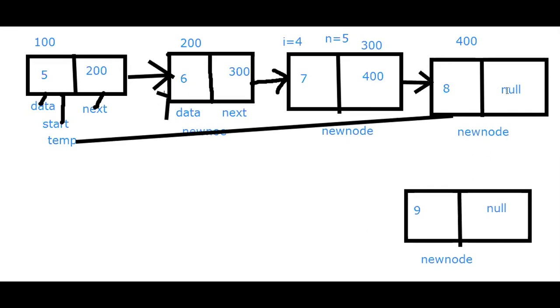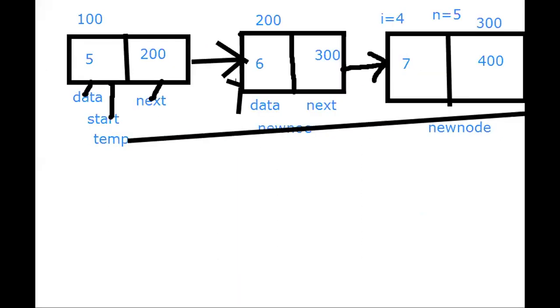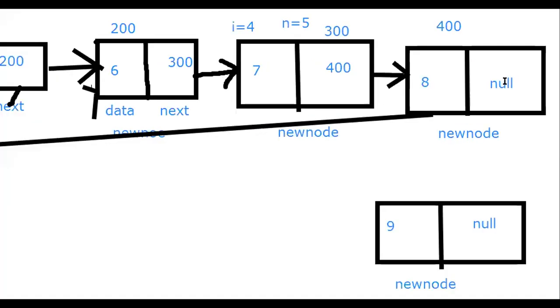Temp next means this is the node, this block, the temp next. The address of new node is allocated in temp next. Temp next is this. The address of this block is allocated in this node. Let this block address be 500. This node contains the address of this node, 500.